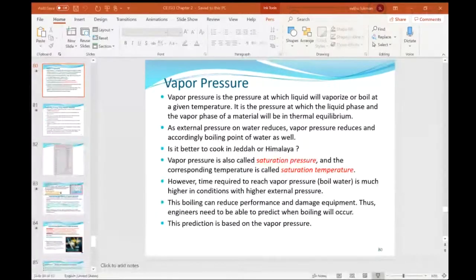And this boiling can reduce performance and damage equipment. We will explain the application of vapor pressure very soon to engineering structures.